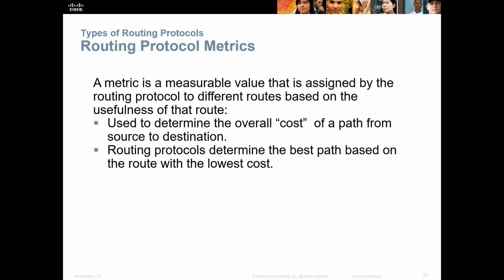So the routing protocol metric is kind of important because the metric is a measurable value that is assigned by the routing protocol to different routes based on the usefulness of that route. So we can look at it as the overall cost of a path from source to destination, and then we would determine the best path to that destination based off of typically the lowest cost.